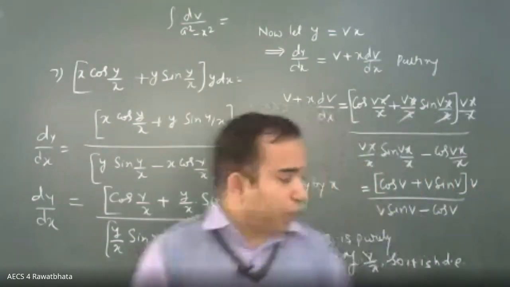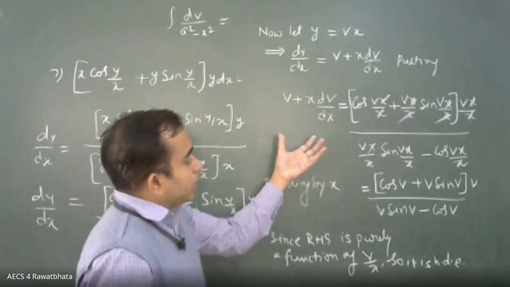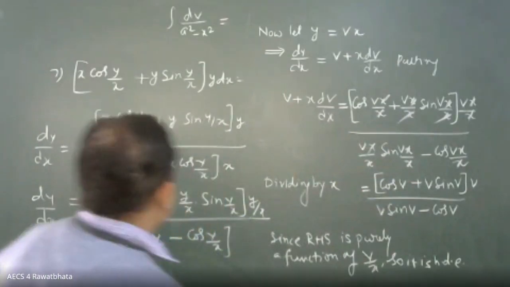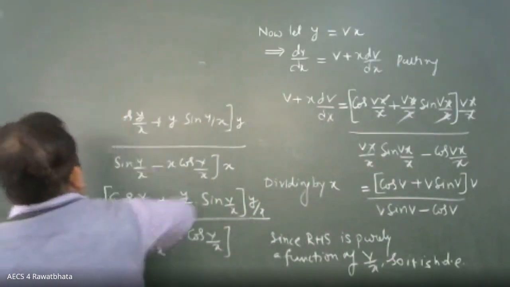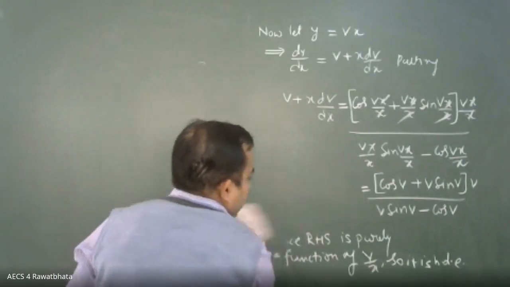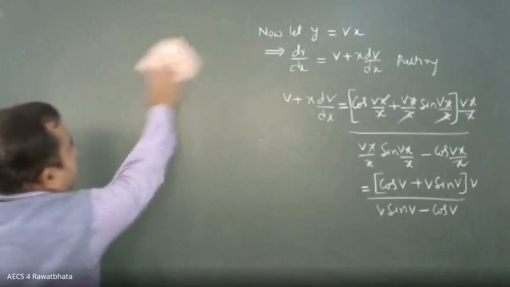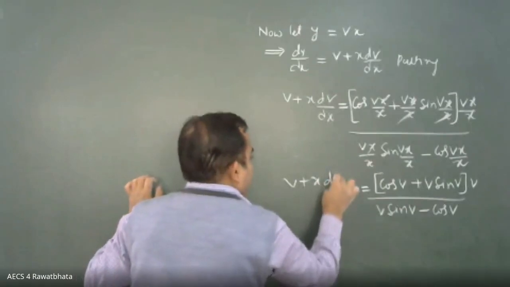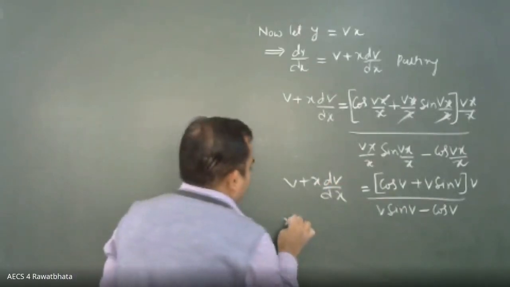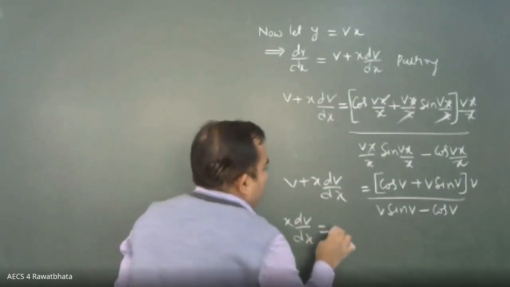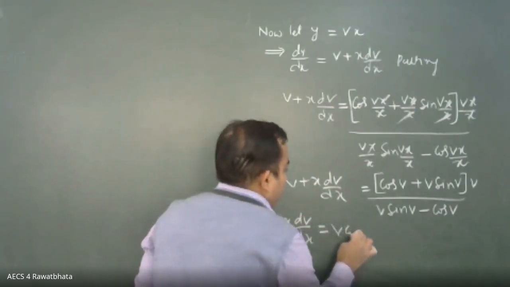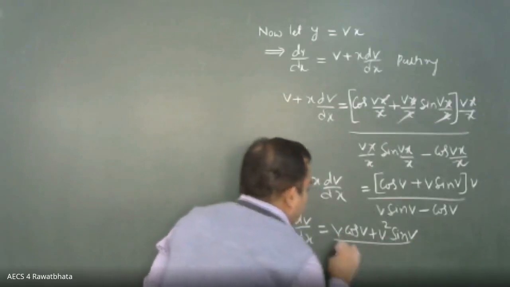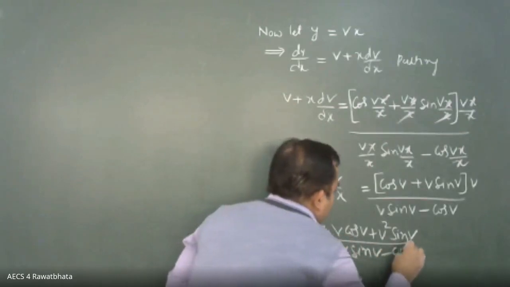Now let us shift this v term, because now I have to separate the variable. This is containing completely v. This v also let us shift on the right hand side. Yes. So this will become x dv upon dx equal to v cos v plus v square sin v whole upon v sin v minus cos v minus v.